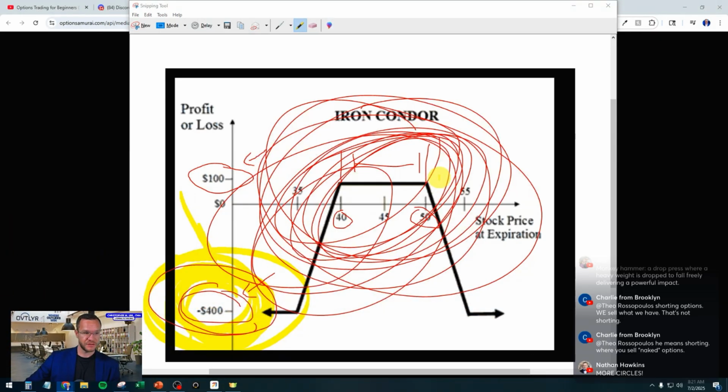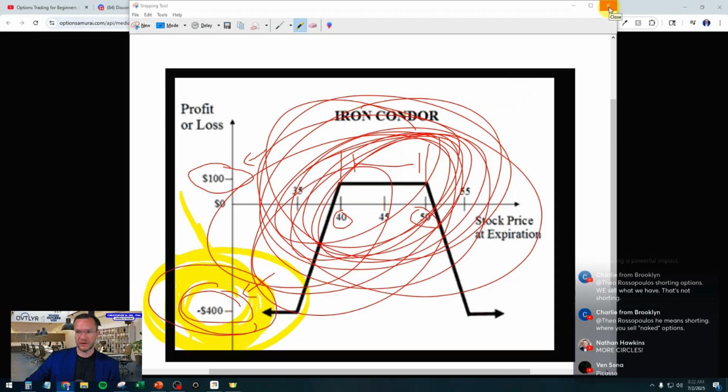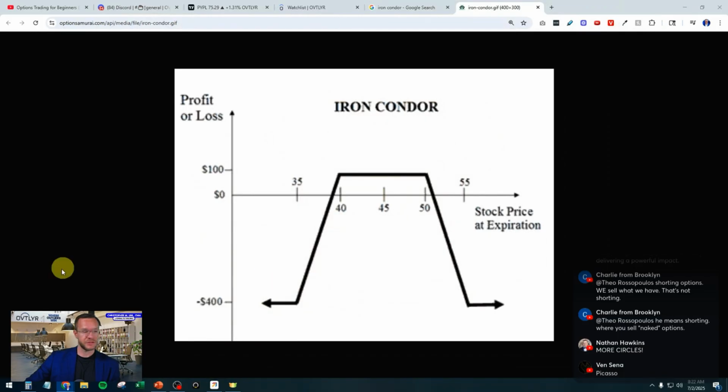I know it sounds crazy, but don't ever sell options. Ever, ever, ever. This is an option selling strategy, and it breaks the golden rule of leverage, which is never put yourself in a position where you can lose more than you can possibly win.